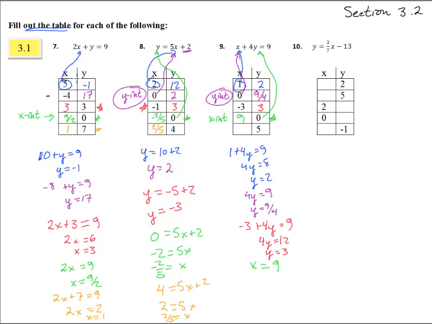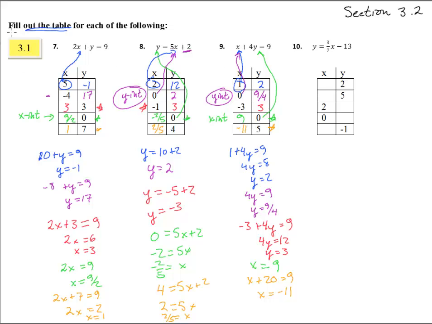And then the last one on this, 5 goes in for y. So we get x plus 20 equals 9. Subtract 20 and we get x equals negative 11. So (-11, 5). Good.